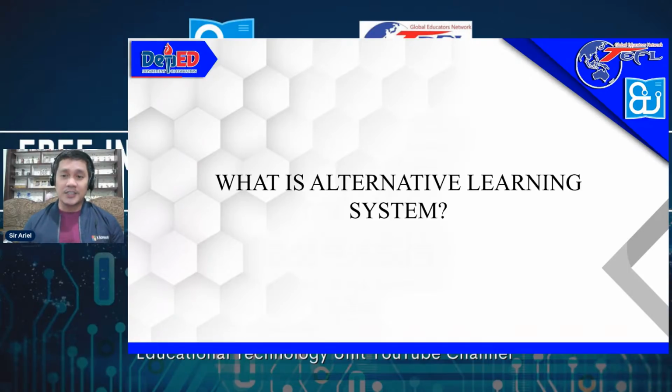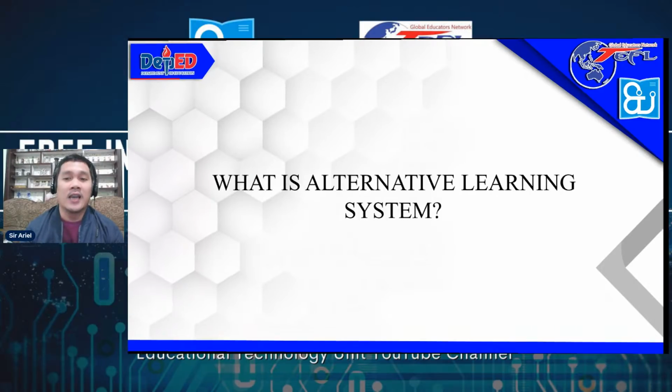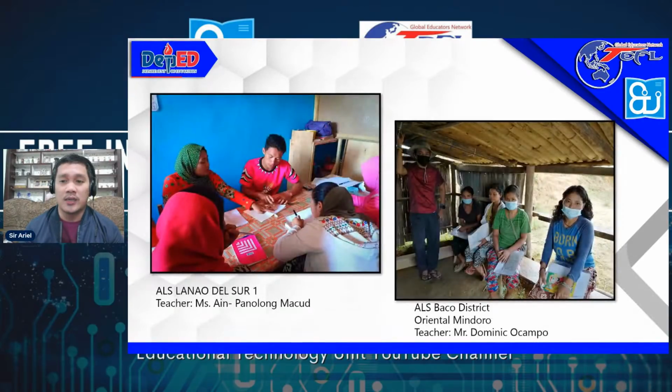The Alternative Learning System, or ALS, is a parallel learning system in the Philippines that provides opportunities for out-of-school youth and adult learners to develop basic and functional literacy skills to access equivalent pathways to complete basic education. A viable alternative to the existing formal education system, ALS encompasses both non-formal and informal sources of knowledge and skills.